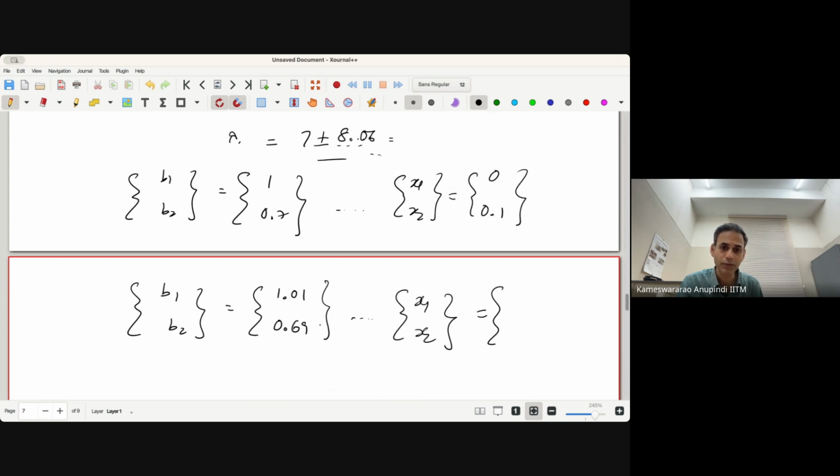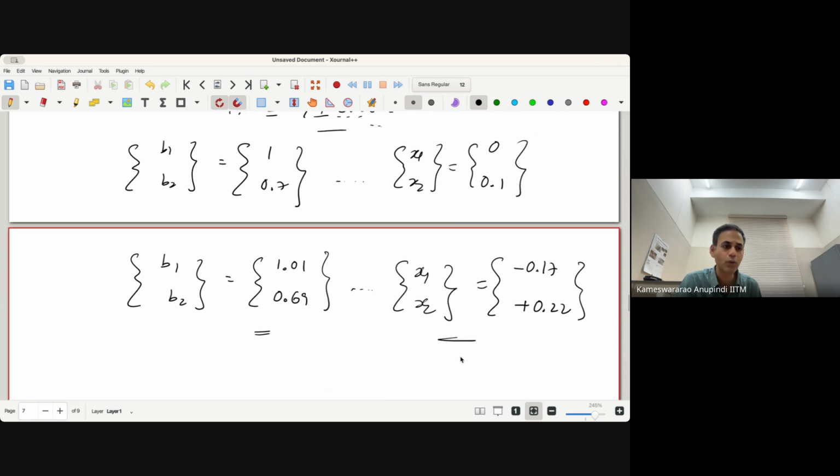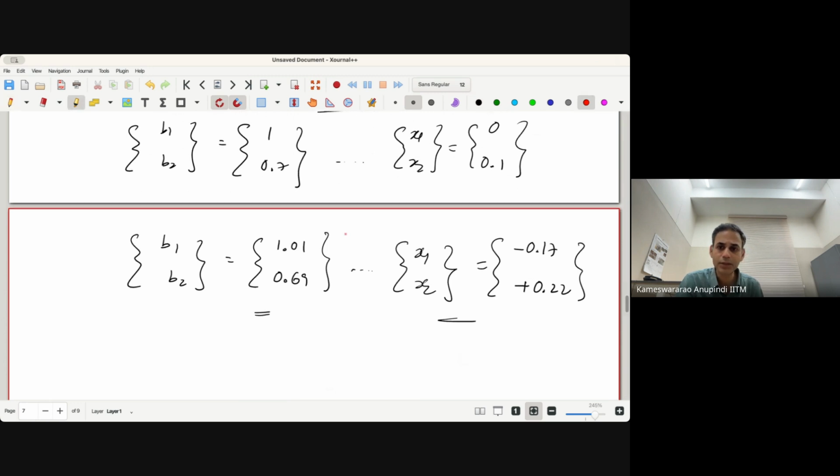Whereas, when we have just changed the system, the right-hand side, with a very small value, then the right-hand side value, if you calculate, you're going to get this as minus 0.17, and then you're going to get this as plus 0.22. You need to solve for x equal to b. Now, what you see is that this is a large change compared to a small change in the right-hand side. This is happening because of the condition number being large.